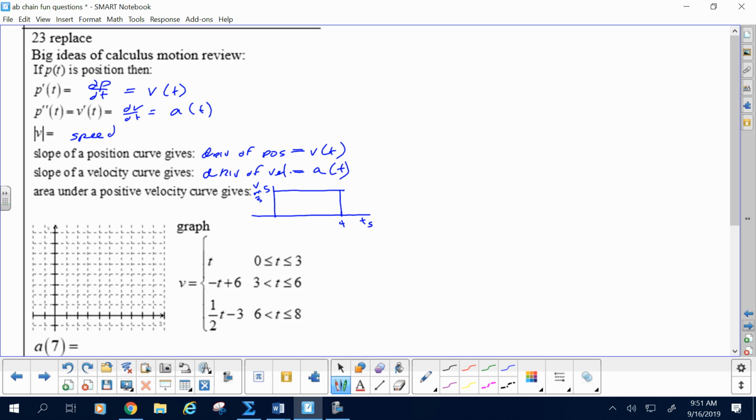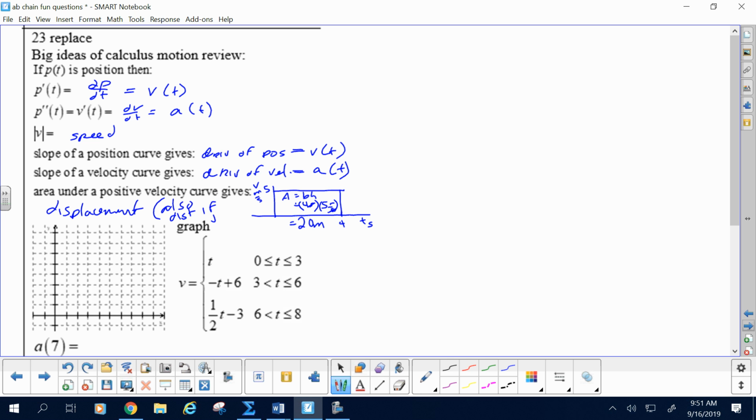Then when I do the area there, base times height, what's the base with unit? 4 seconds. And what's the height of the rectangle with unit? 5 meters per second. Well, the seconds drop away, and the area under the curve, or the area of that rectangle, is 20 meters. What does that mean? If you go 5 meters per second for 4 seconds, that 20 meters is your displacement. Area under a positive velocity curve is displacement, and if it's positive, it's also distance.